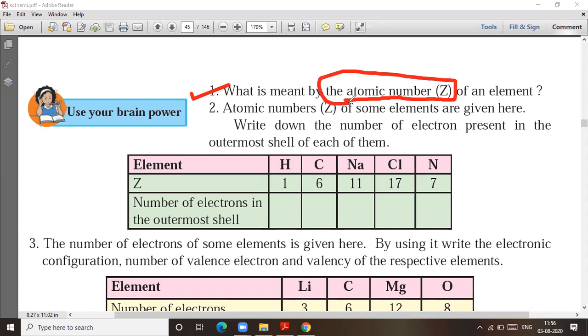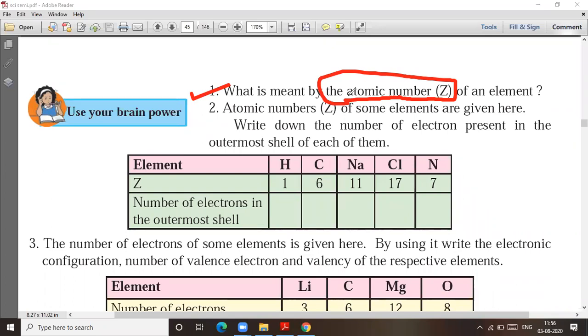If it's wrong, that's fine, don't worry. Shivam, what is atomic number? Anyone can tell me. Yes, fast guys. What is atomic number? Yes, very good. Actually, I'm not able to hear you.